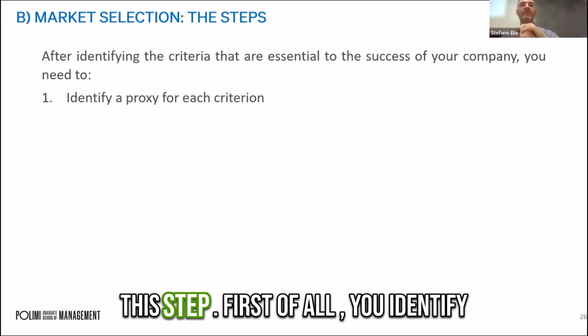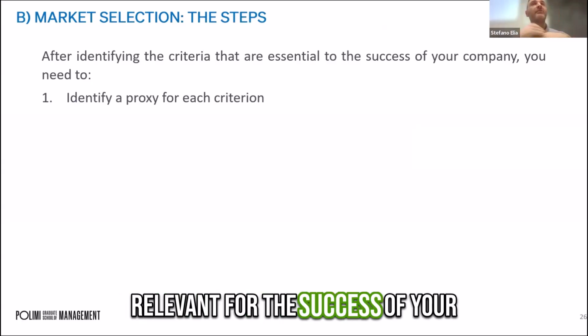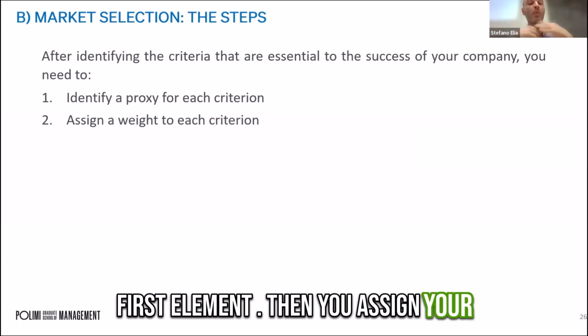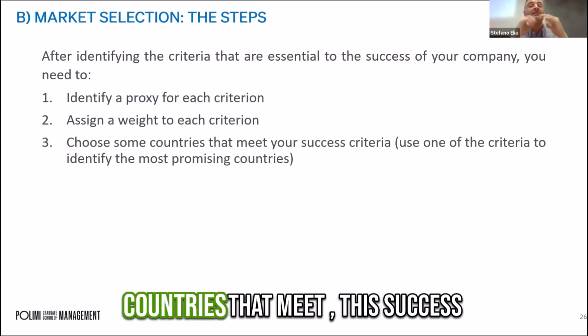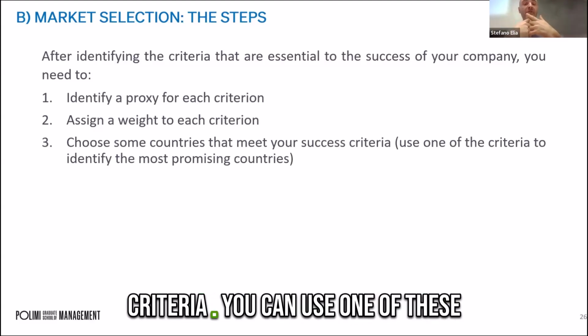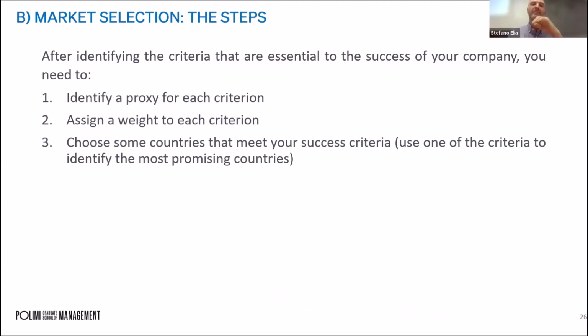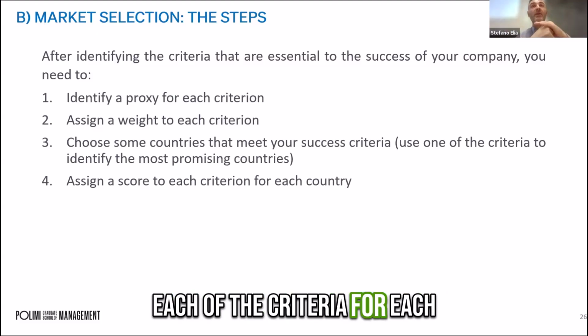First of all, you identify a proxy for each of the criteria that, in your opinion, are particularly relevant for the success of your product and your company. That's the first element. Then you assign a weight to each of them, and you choose some countries that meet these success criteria. You can use one of these criteria to identify the most promising countries, for instance. Then you try to assign a score to each of the criteria for each country.